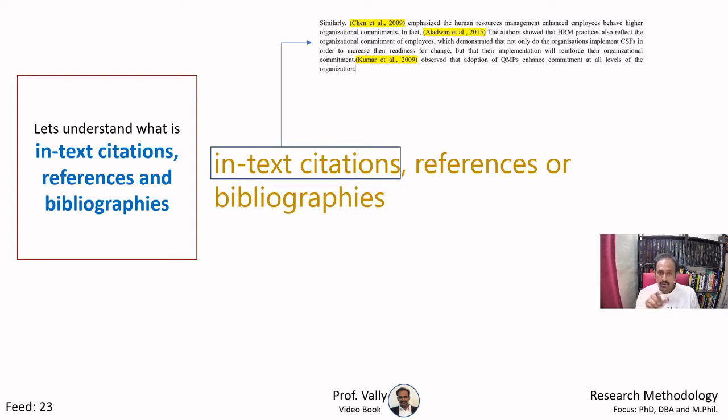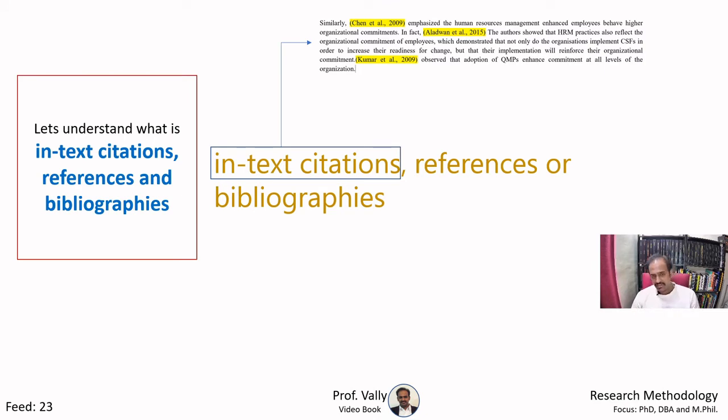You can see the yellow highlighted words. Similarly, Chen et al. 2009. It means that Chen, along with his co-authors, says in the year 2009 that human resource management enhances employees' behavior. It goes like that. So this is an in-text citation, which comes in the body of the text in your thesis.